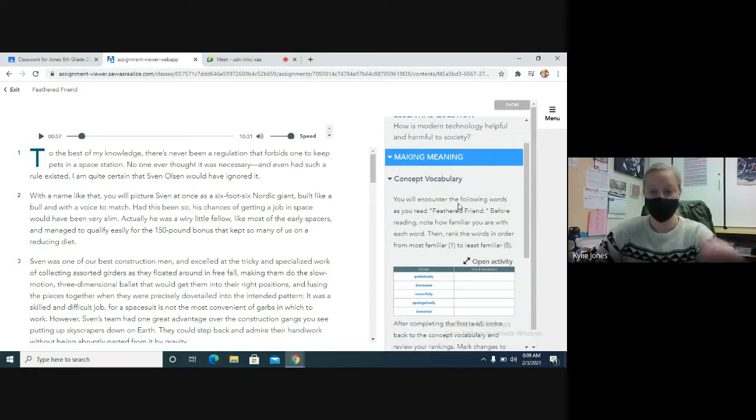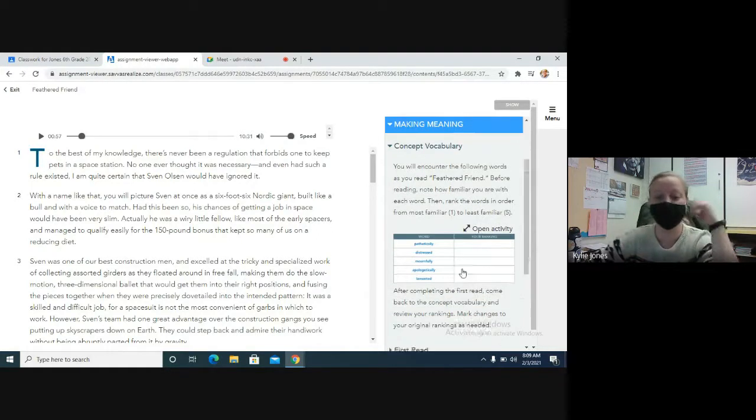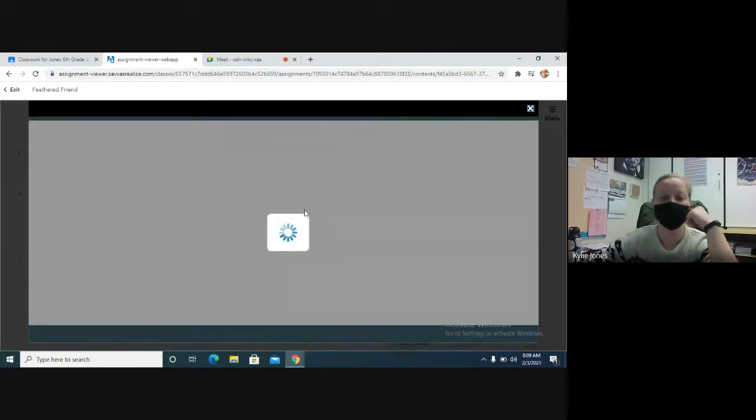So we will encounter the following words as we read Feathered Friend. Before reading it, note how familiar you are with each word, and then rank the words in order from familiar, number one. So if you're the most familiar with a word, that's your number one. And if you are least familiar with a word and you're like, I don't know what that means, that's a five. Okay, so let's go ahead and open up this chart.